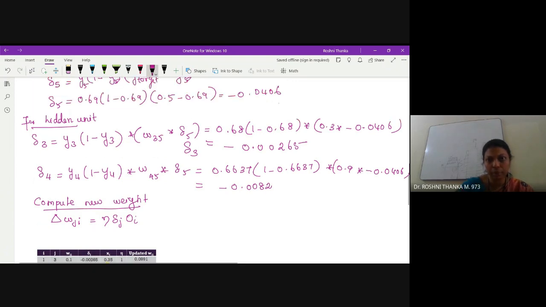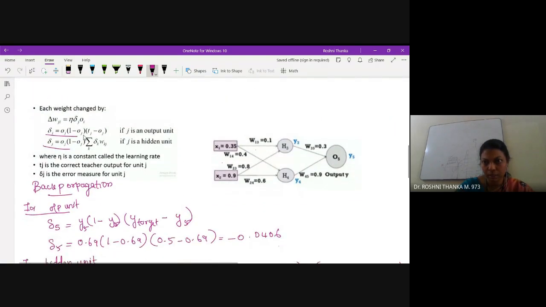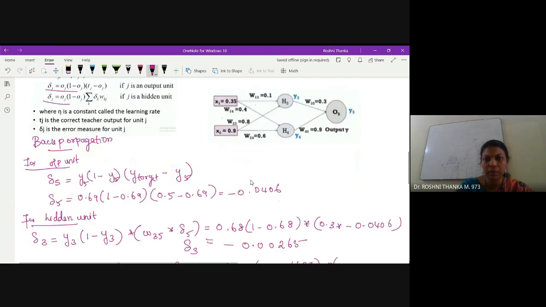First, we are going to update this weight. Let us update this weight. Directly we cannot go and update this weight. First we will be updating this weight, or you can update any weight. As of now, we are going to do it for this W45. This weight we are going to update, and then we will update any one of the weights of this. We'll update this weight as well.